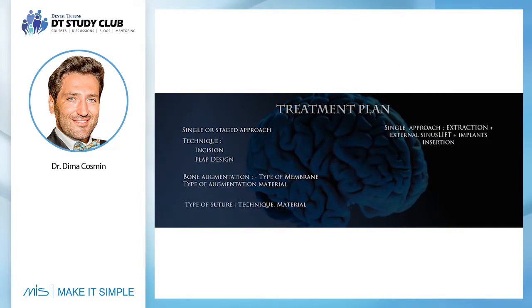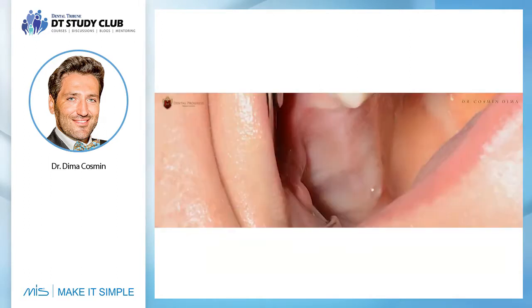We can extract the wisdom tooth. We can make an external sinus lift and insert the implant in the same session. We use a crestal incision, a full flap. We design a full flap. We use a resorbable collagen membrane, xenograft for augmenting the sinus, and in this particular case, we have used a continuous matrix suture with a PTFE suture. So let's see the clinical case.